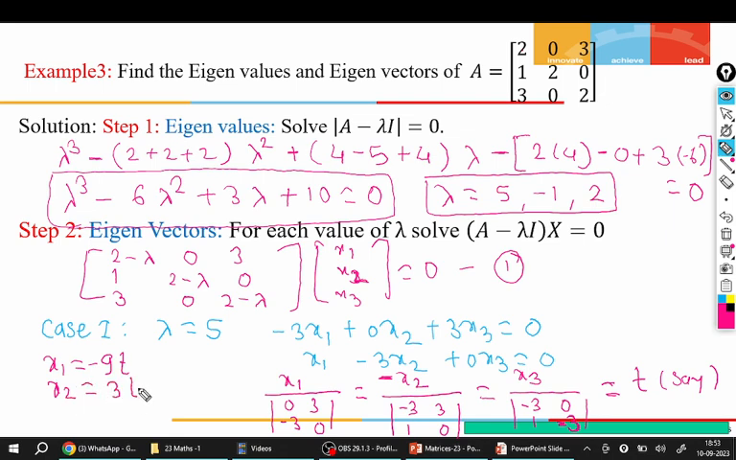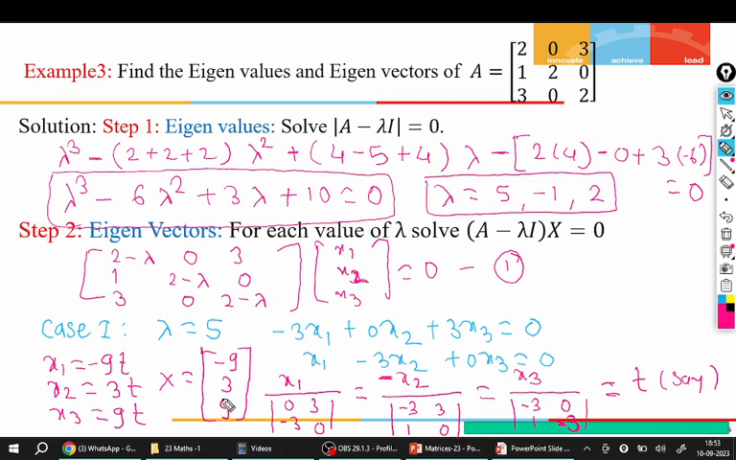x2 is 3t. And the last one, x3: this is minus 3 into minus 3, which is 9, so x3 is also 9t. So we get a general vector x, which is x1, x2, x3. We want some particular vector, so you can put t equal to 1. If you put t equal to 1, we get the vector (-9, 3, 9), which is an eigenvector.